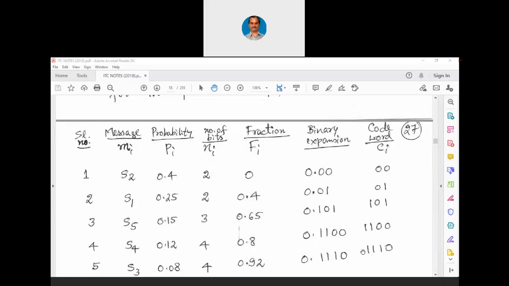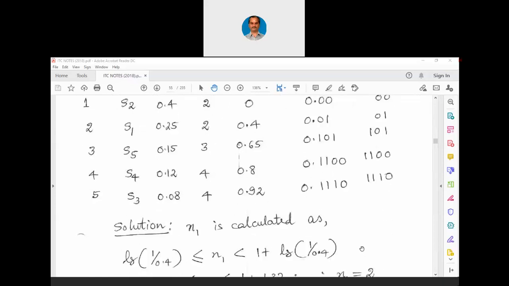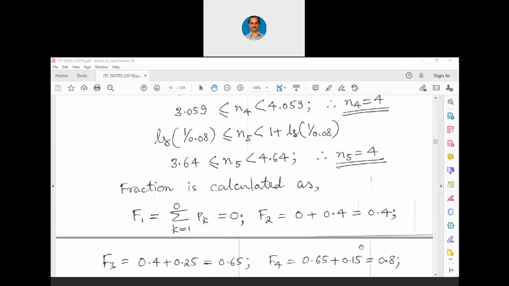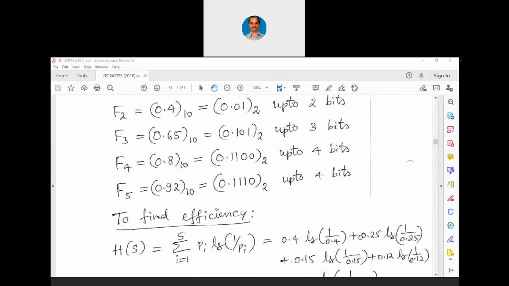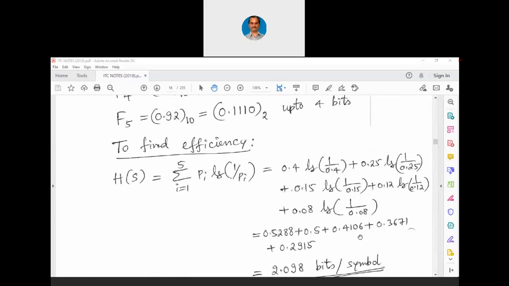Now let me continue to the next part of this exercise, where we have to find out the efficiency. For finding the efficiency, first let us find the entropy of the source. Entropy of the source is the summation of Pi into log of 1 over Pi. We have 5 messages there. When we compute the entropy for the source, we get 2.098 bits per symbol. Now, this is the source entropy.